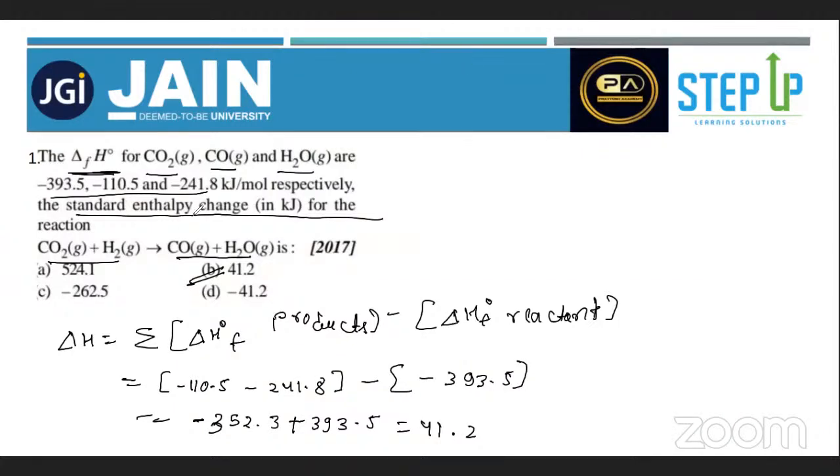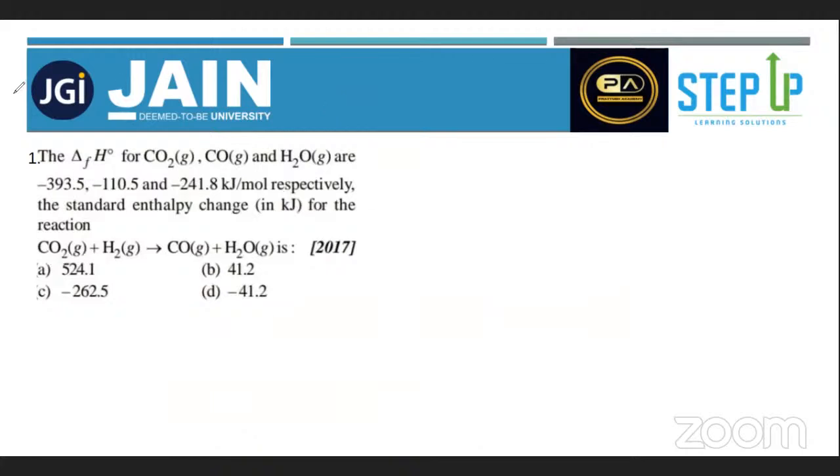So the first question is this only, where we have to find the standard enthalpy change for the reaction, which is product minus reactant. Product is minus 110.5 minus 241.8. If I try to find the answer, it comes as 41.2. Okay. Next question.